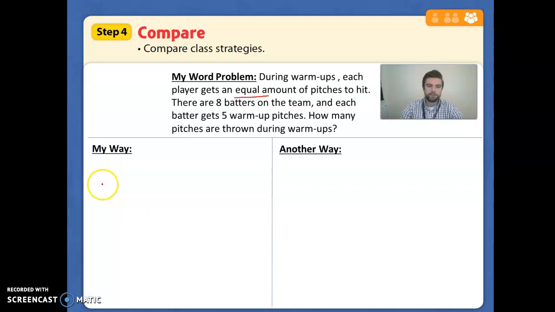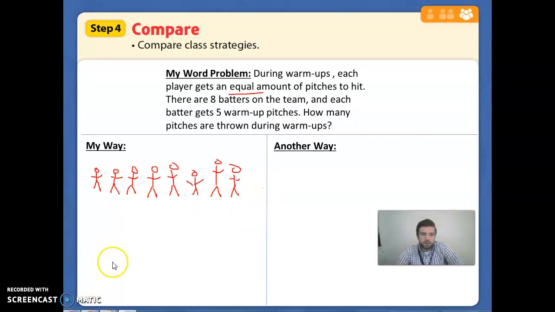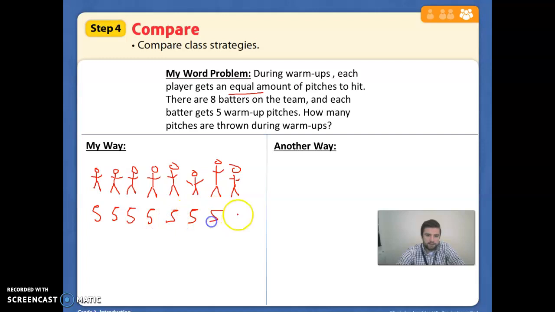So here's what I would do. And I would draw a picture. And I'm going to draw 8 people, basically. So the reason I did all 8 people here is because we have 8 different batters. Now, each one of these batters gets 5 pitches each. 5 here, 5 there, 5 there, 5 there, 5 there, 5, 5, 5.